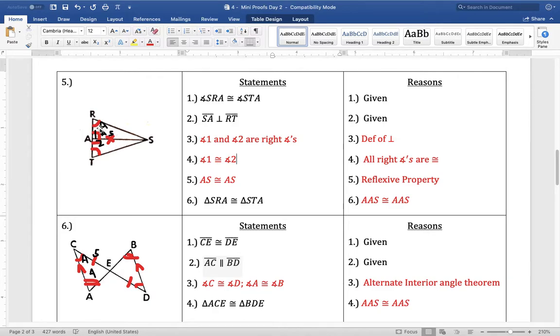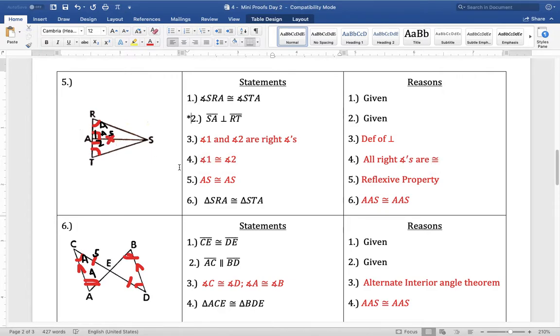After labeling this diagram, we had the two given angles. Then we had these right angles here based on the perpendicular and the reflexive side. So we have angle 1 and angle 2 are right angles. That's definition of perpendicular. This is the one that I starred in the previous proof on the last page. Anytime you see perpendicular, you're going to get two steps out of it. Definition of perpendicular is why they are right angles. And then you say the angles are congruent by all right angles are congruent.